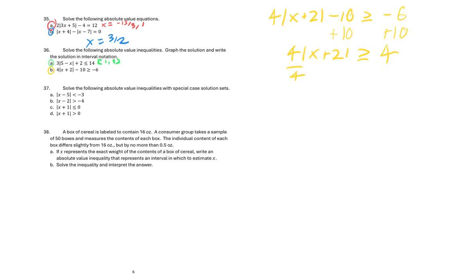Dividing both sides by 4 now. We're going to have the absolute value of x plus 2 is greater than or equal to 1. And for this one, we're going to have to break it up into x plus 2 is greater than or equal to 1. And then also, x plus 2 is less than or equal to negative 1. So we're going to solve each of these. I'm going to move this one over real quick.